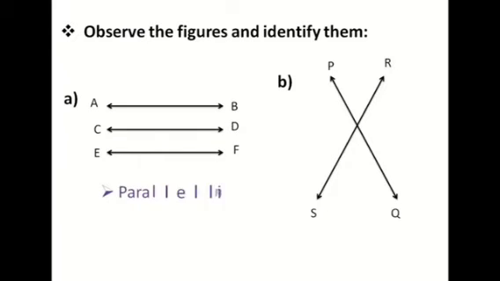Yes, because they don't have any common point. If you extend AB, CD or EF, they can go till infinity, but they will not meet anywhere. The distance between AB and CD is constant, and the distance between CD and EF is also constant. So these lines are parallel lines. Okay, let's go for question B. PQ and RS meet in one point. So these two lines are intersecting lines.